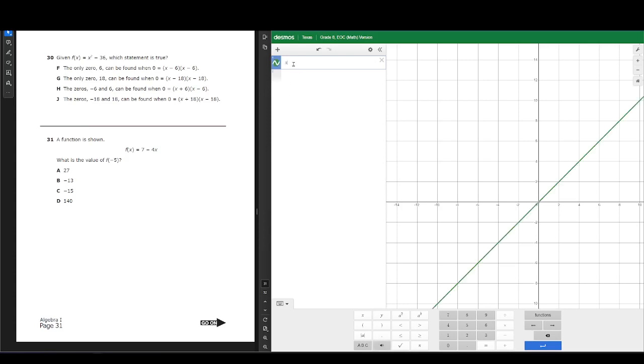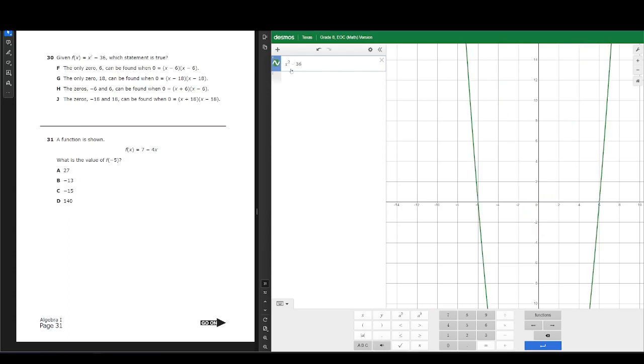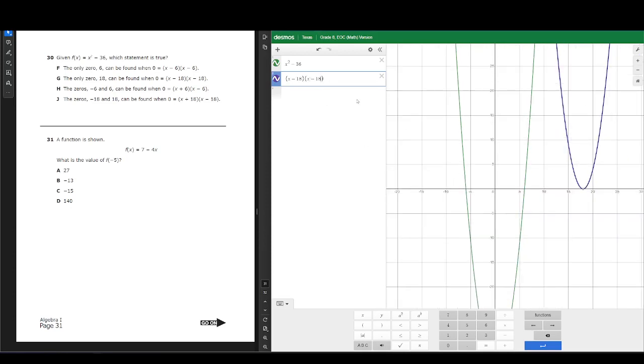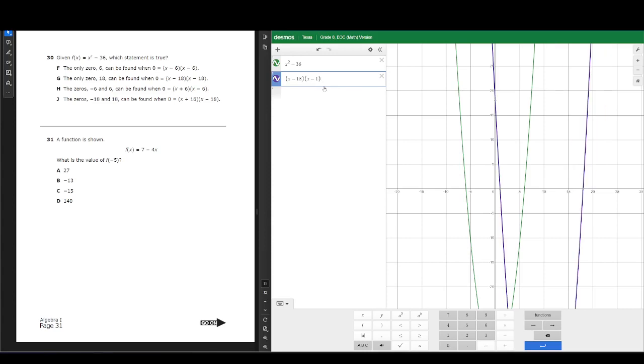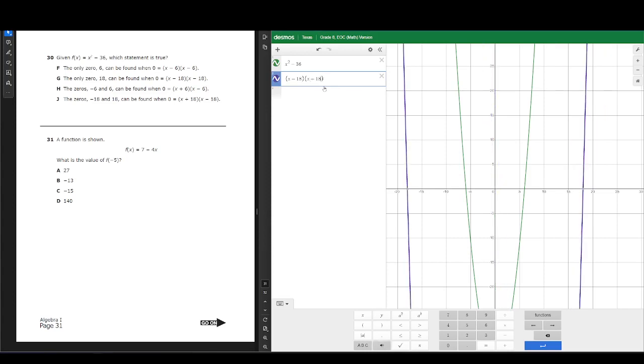So let's just check how we can use Desmos to verify what we already know is the right answer. X squared minus 36, if we do x minus 6 times x minus 6, as the first one says, that does not match. If we do x minus 18 times x minus 18, that's way over here. Definitely doesn't match. X minus 18, x plus 18.